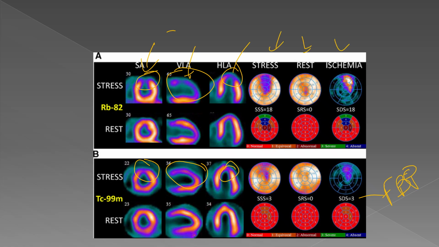And this is the quantitative data. You guys haven't learned this yet, so don't pay too much attention to it because you haven't got there yet. But these are polar maps. That's quantitative data that's showing you the extent of ischemia. Where it's red, it's showing you that there's no ischemia. And you notice that it's really showing up a lot more on the PET study than it did on the SPECT.